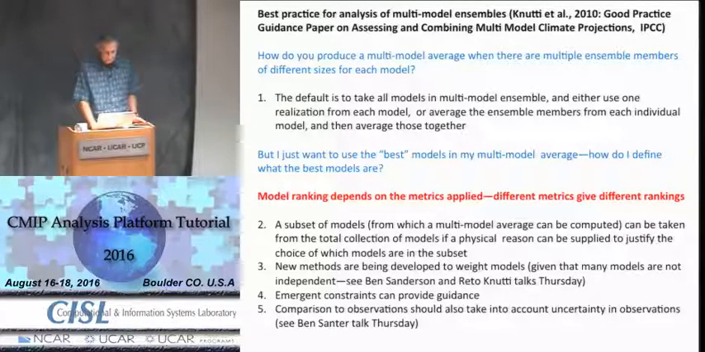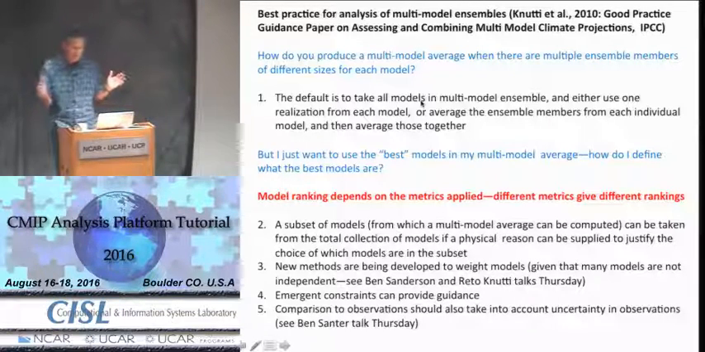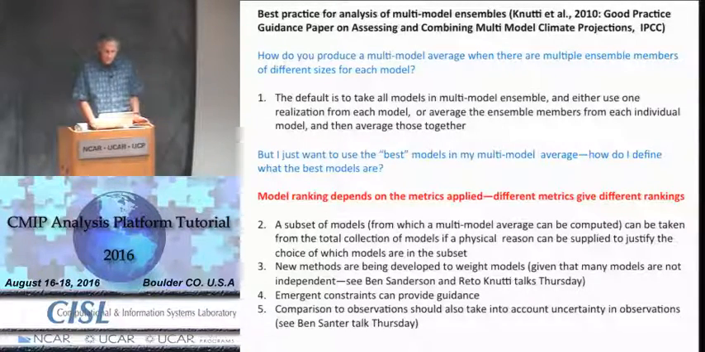Well, the default that came out of this workshop is you include all the models. You take all the models and you average them in two different ways, generally. Either you take one realization from each model, one ensemble member from each model, and average those together, or you average the ensemble members from each model together. So if model A has 10 members, you average all those together. If model B has 5, you average all those together. And so you come out with one ensemble average for each model, and then you average those together. Those are the two ways that people generally deal with these multimodel ensembles. There are other ways, and other people have tried different things, but that's the best practice default.